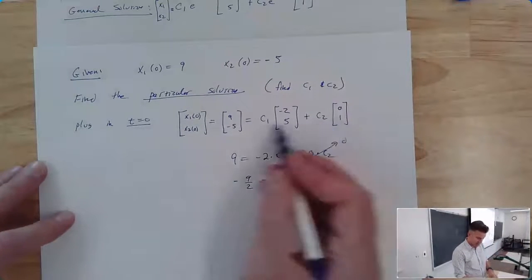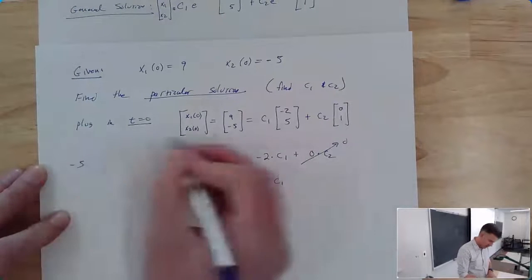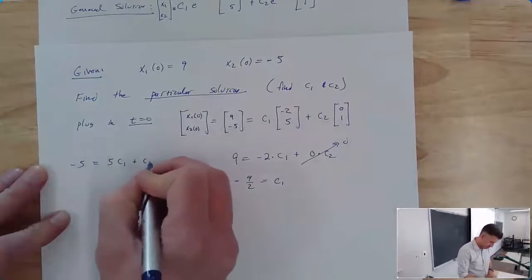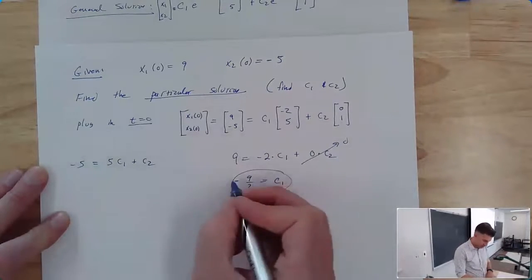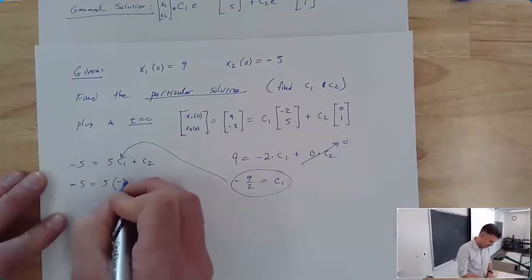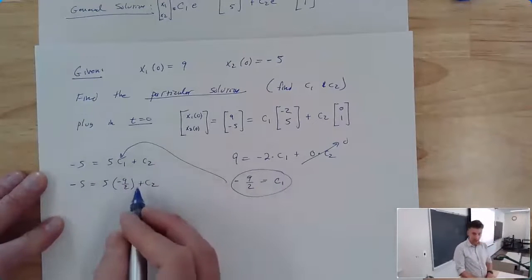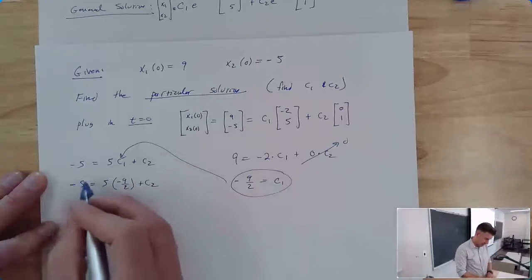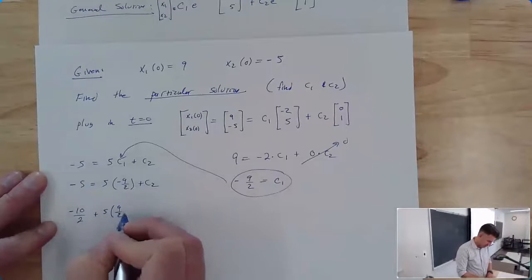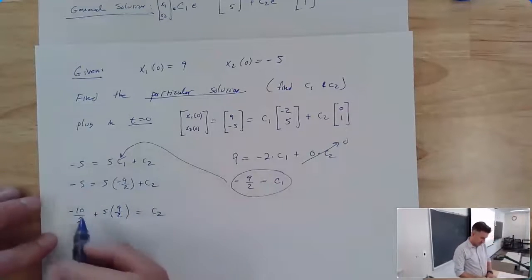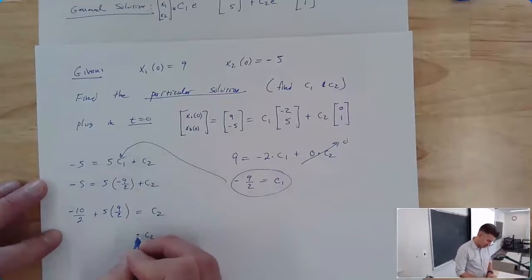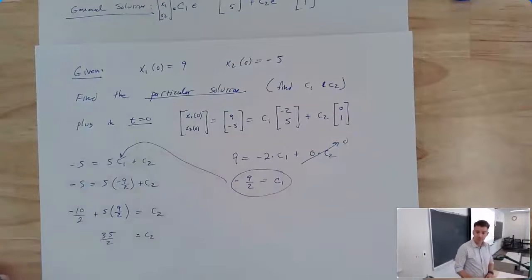And then to find C2, I'll use the second equation. The second equation is -5 equals C1 times 5 plus C2 times 1. Plugging in this value, we get that -5 equals 5 times -9/2 plus C2. Isolating C2, I'm going to change this to -10/2, and add 5 times 9/2, which equals C2. So -10 plus 45 is 35. So C2 is going to equal 35/2.